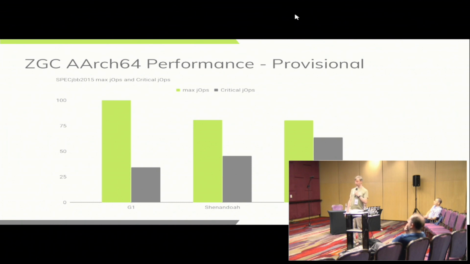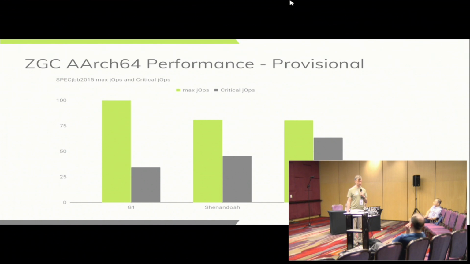So here I'm comparing G1GC, which is the default garbage collector, Shenandoah, which is a new concurrent garbage collector from Red Hat, and ZGC as it is. And all of this is on the same machine on AArch64. Now, the max jOPS is the maximum throughput we can get during the SPECjbb tests.